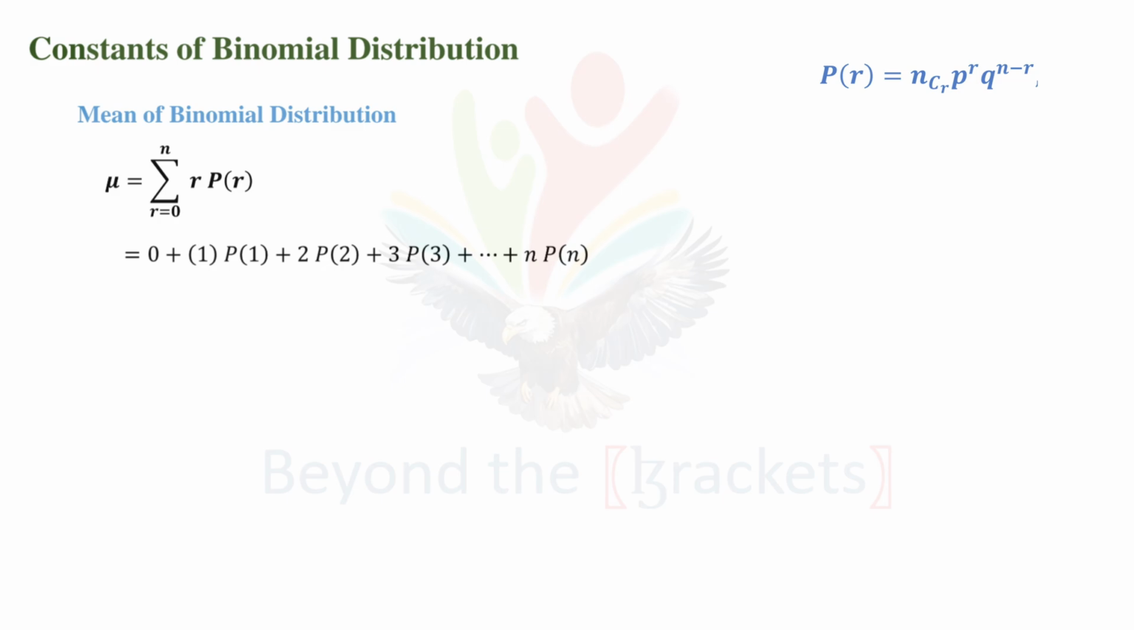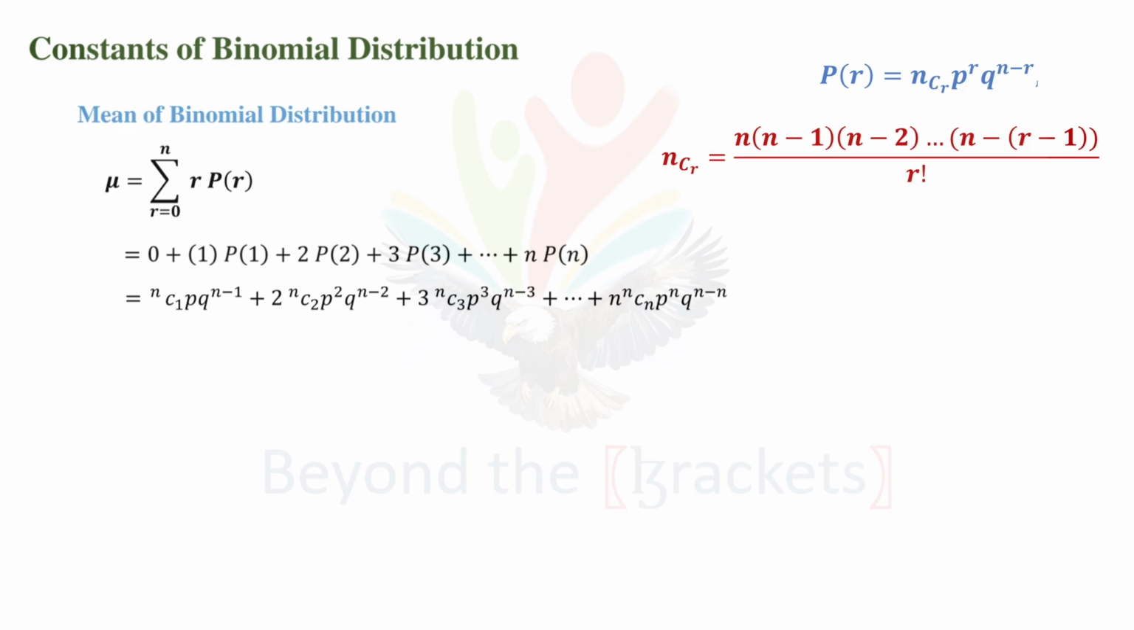Substituting the probability mass function, we have 1 into p of 1 as NC1 p power 1 q power n minus 1. 2 into p of 2 will be NC2 p power 2 q power n minus 2. Plus 3 into p of 3 will be NC3 p power 3 q power n minus 3. The last term, n into p of n, will be NCn p power n q power n minus n.